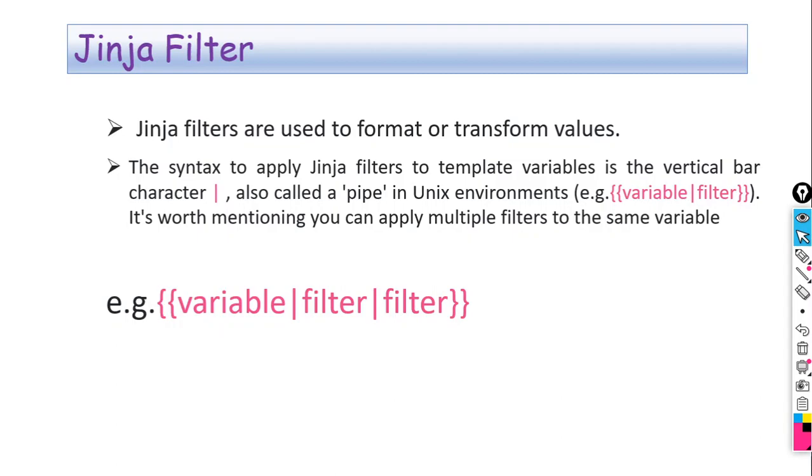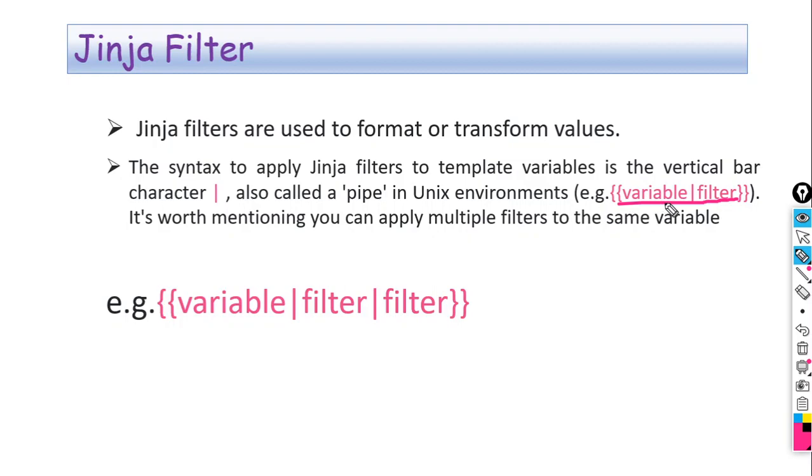So what is the syntax of this one? The syntax is variable and pipe sign filter. So Jinja filters can apply to the template variables by using a vertical bar. That vertical bar is called the pipe sign. So we can club variable and filter with the help of pipe sign, and we should enclose this within a pair of curly braces. So this is the syntax: curly bracket, variable, then pipe sign and then filter.